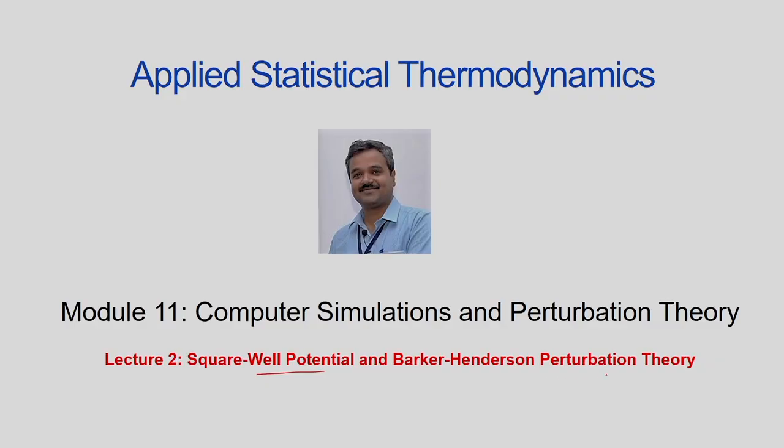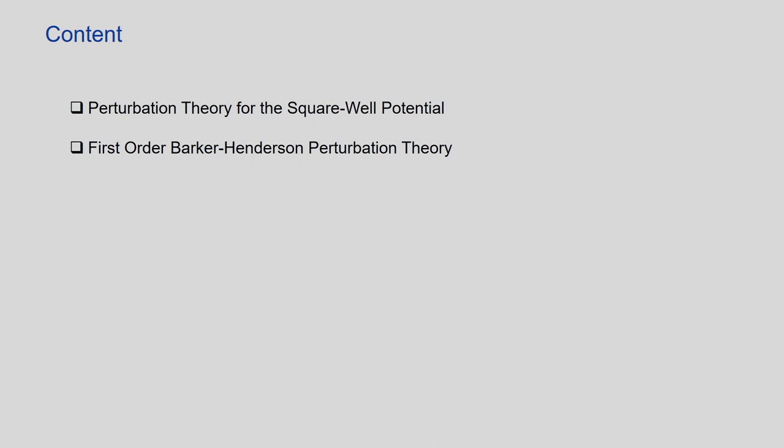One of the methods is the perturbation method, which means we try to obtain properties from some reference potential, and then we perturb it, we add some contribution to find the actual property of that specified potential. In this lecture we will try to find out the properties of the square well potential using the Barker-Henderson perturbation theory. Perturbation theory for the square well potential.